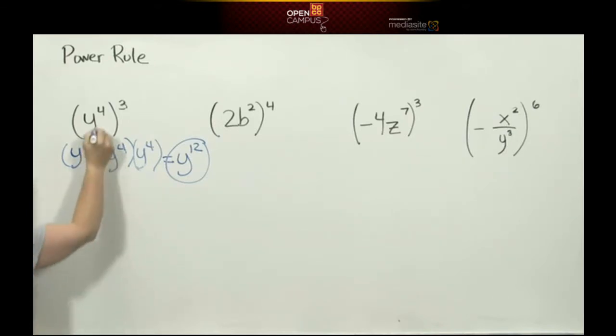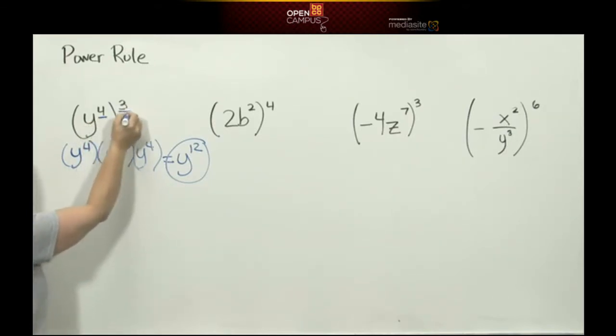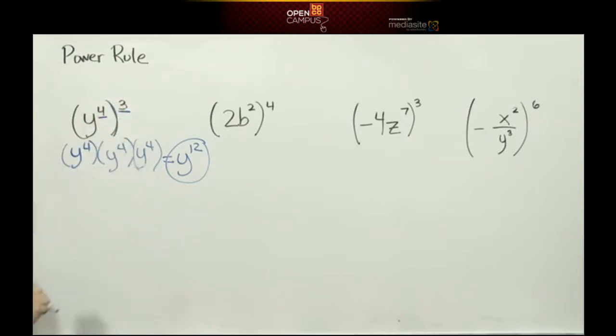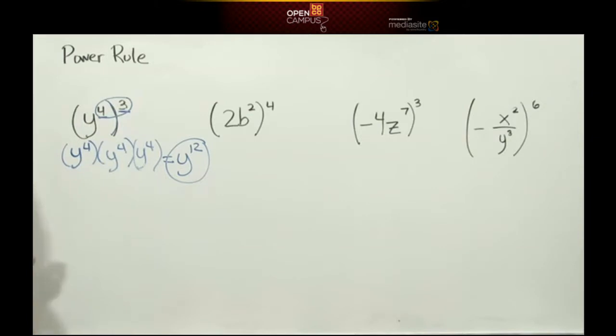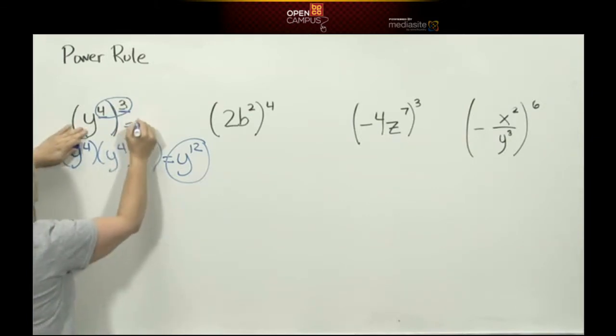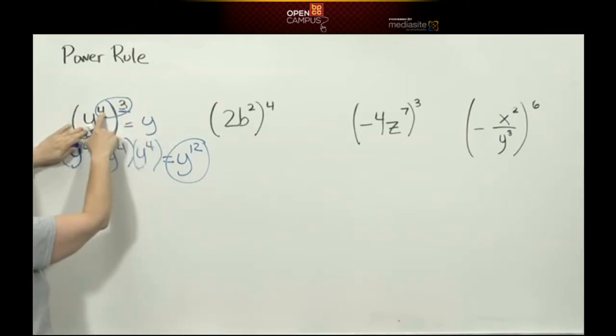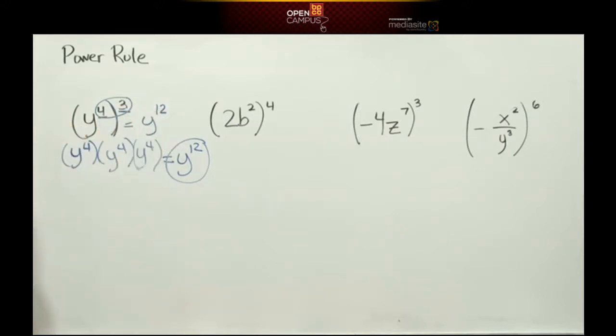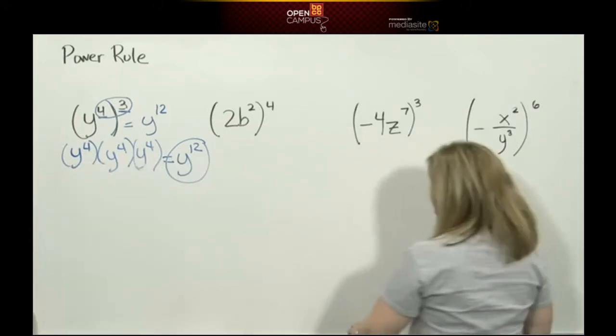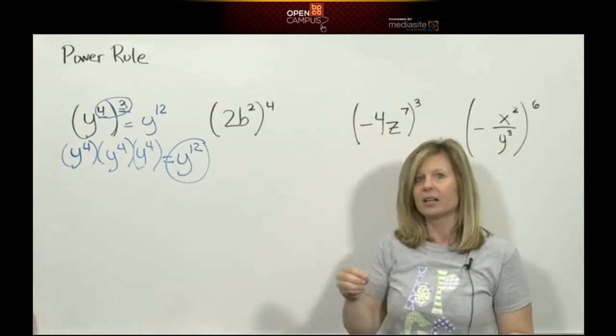The power rule says when you have an exponent and another exponent, and they're separated by a parentheses, all you do is multiply these exponents together. And the base is y. And if you multiply the exponent 4 times the exponent 3, you will get the exponent 12. So that's what the power rule is doing. It's saving you time from doing work. But you have to be careful with the power rule that you don't make careless errors.